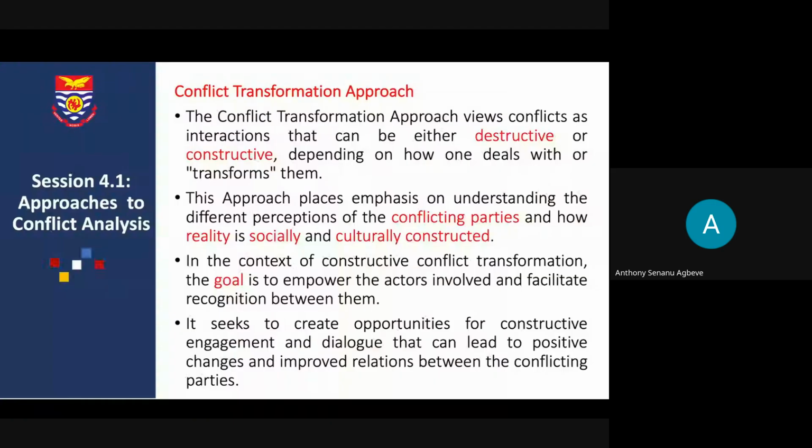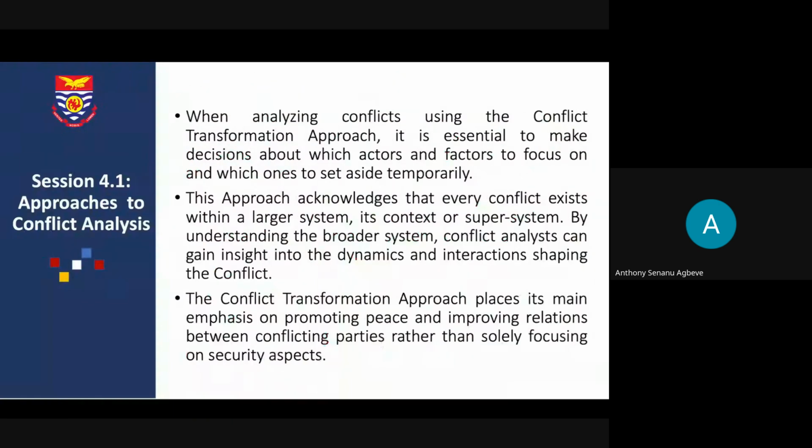So basically, that's how the conflict transformative approach works. The end goal is to transform the situation so that it benefits both parties. The conflict transformative approach places its main emphasis on promoting peace and improving relations between conflicting parties rather than solely focusing on security aspects. So just like I mentioned, the end goal is that you want to promote peace.